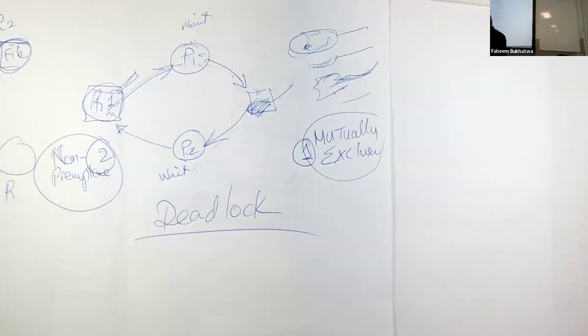So that's the second condition, and this seems to be the case with our two friends here. We cannot take the frying pan from the one who has it, or we cannot take the spatula from person number two and give it to one to finish.